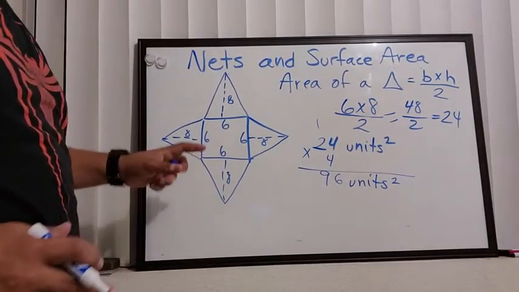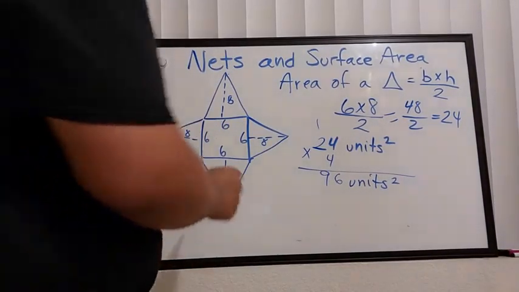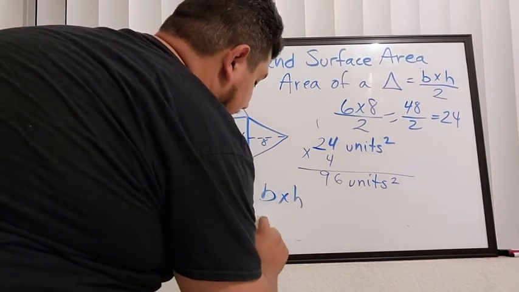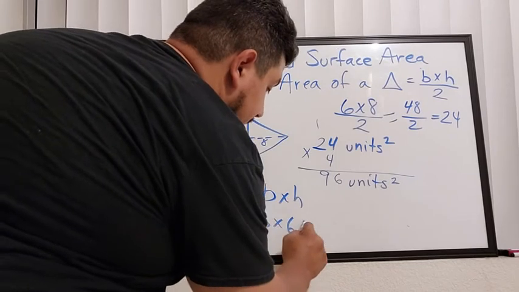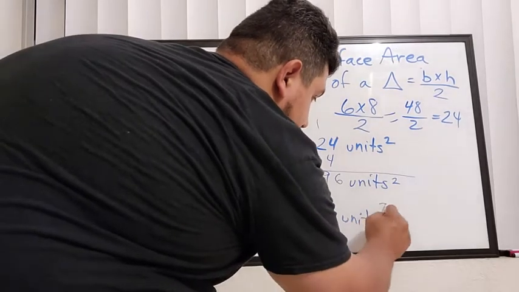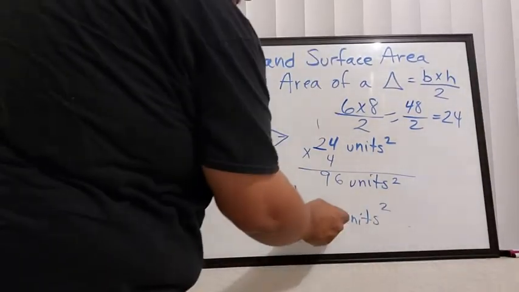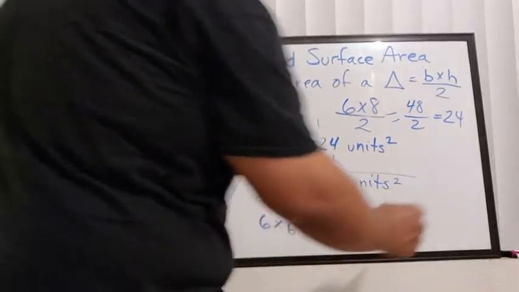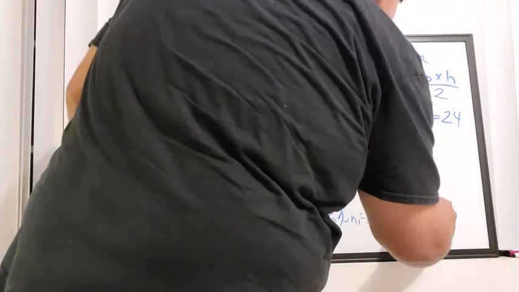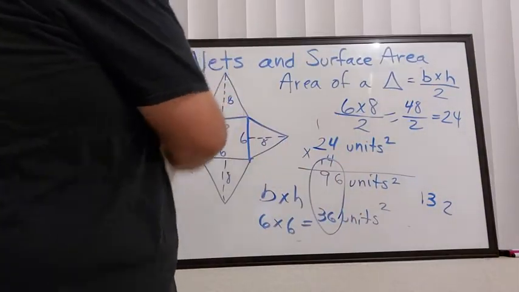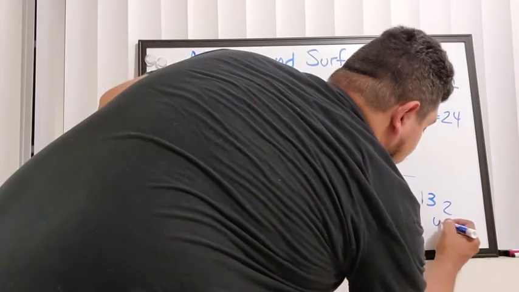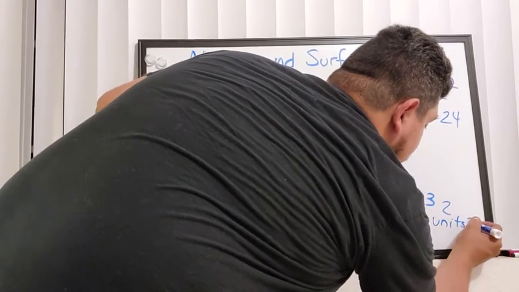Now, the only thing we have to do now is find the area of our square, which is base times height. In this case, it is 6 times 6, which is 36 units squared. Now, we still need to add 96 plus 36. 6 plus 6 is 12. Carry the 1. 1 plus 9 is 10. Plus 3 is 13. So the surface area of our pyramid is 132 units squared.